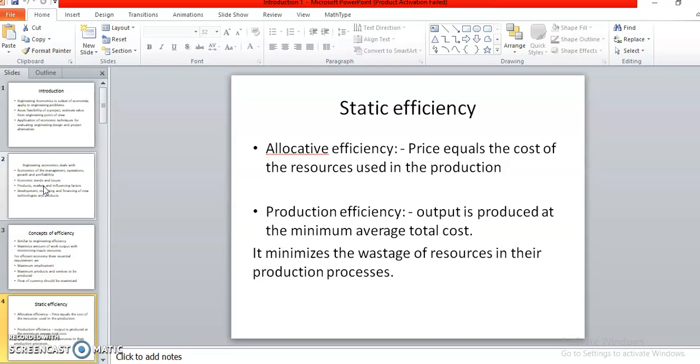So we can define efficiency in terms of static efficiency at a particular time. Again, this is separated into two terms: allocative efficiency and production efficiency.